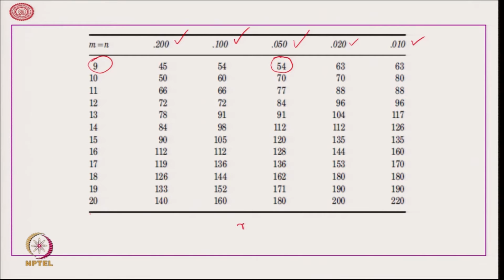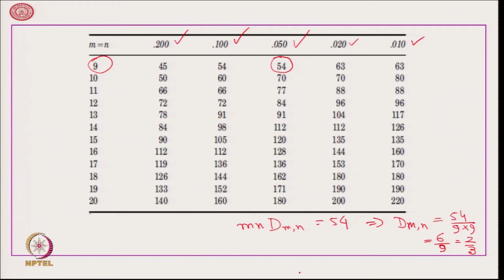Therefore, m n into d m n is equal to 54. Since m and n are both 9, that means d m n, or d 9 comma 9, is equal to 54 upon 9 multiplied by 9, which is 6 by 9, which is equal to 2 by 3.